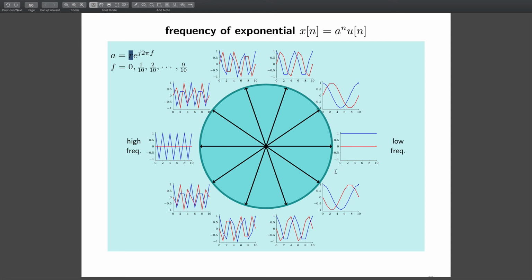The other thing that we come to understand by looking at this chart is that the frequency -1/10 gives you the same sequence as the frequency +9/10, and so on. In fact, the frequency 0 is the same as the frequency 1. And if we circle around again, we'd count 2 and 3 and 4 and so on. So all integers have the same frequency as 0. And this leads to the concept of frequency aliasing, which we'll talk about later on.